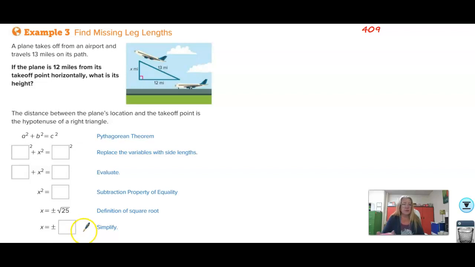Now they're going to start giving you one leg and a hypotenuse and asking you to find the other leg. And remember, these are the ones that take an extra step. We have a plane that takes off from an airport and travels 13 miles on its path. If the plane is 12 miles from the takeoff point horizontally, what is its height? They've drawn the triangle for you here, trying to get interesting. Using our a squared plus b squared equals c squared, we only have one leg.